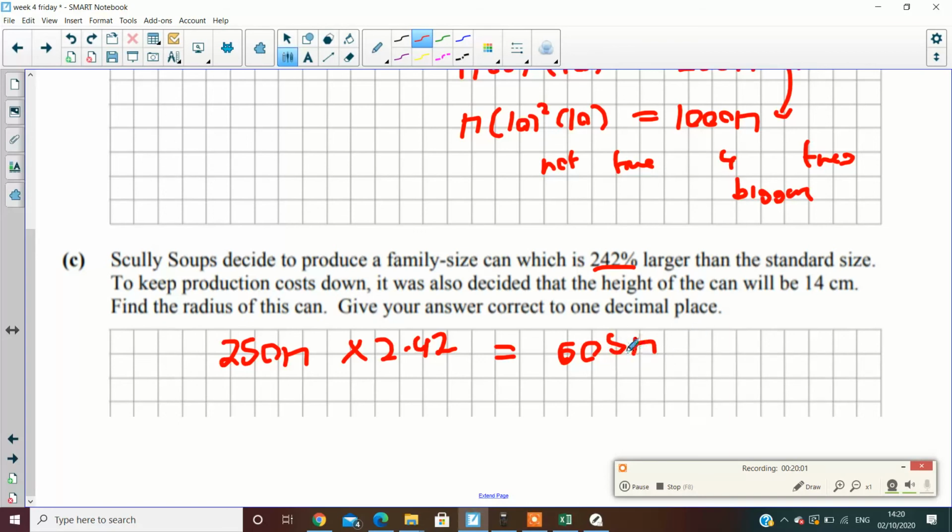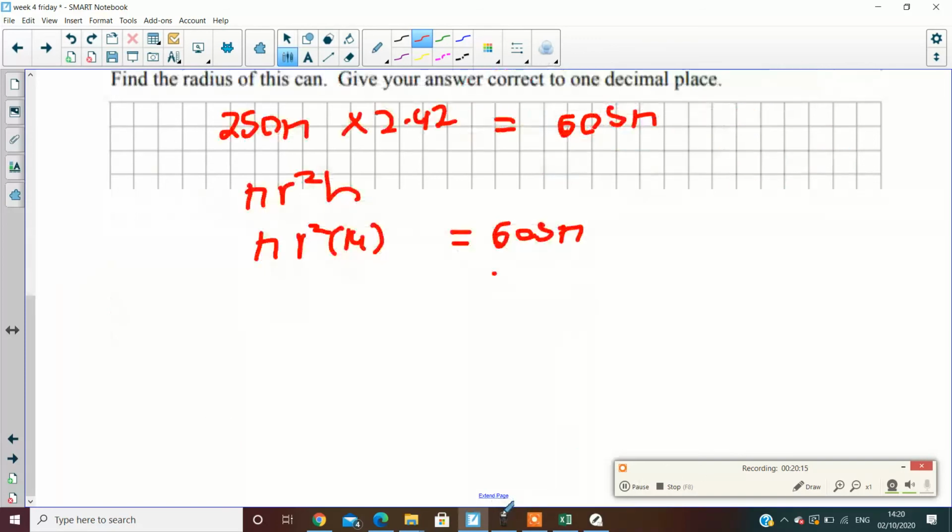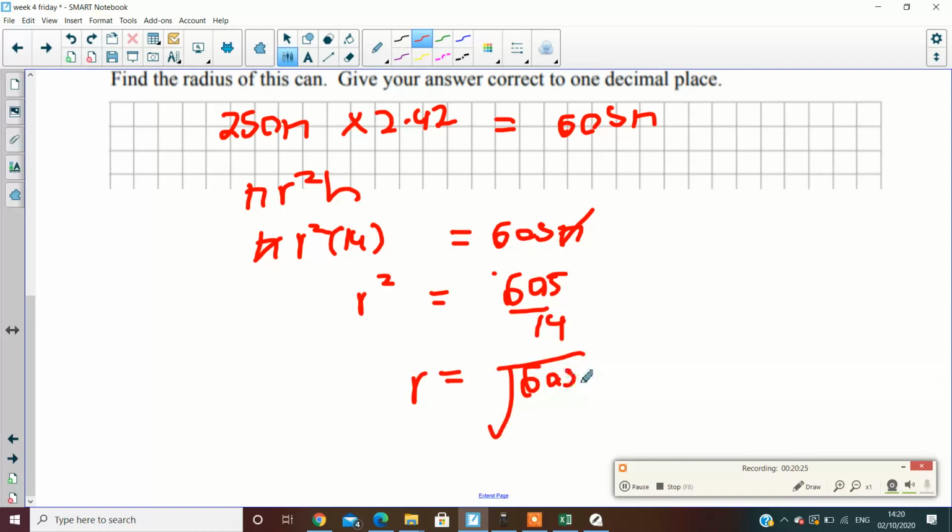It's still a cylinder, which means it obeys pi r squared h. The h value is now 14, it says it in the question, but we don't know what the r squared value is. We cross off the pi's, you divide by 14, 605 divided by 14, you square root the answer, and lo and behold, you get a radius of 6.6 centimeters.